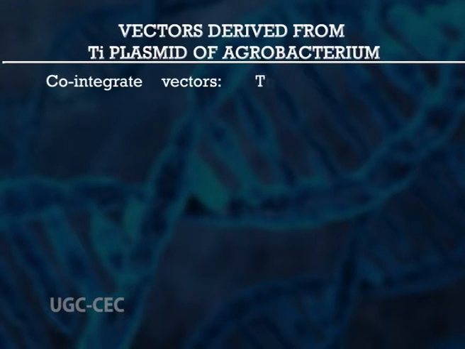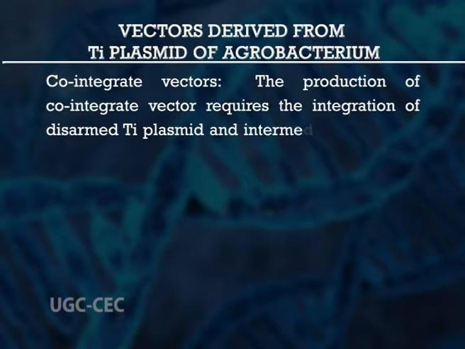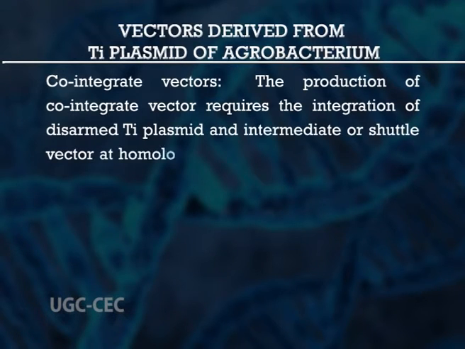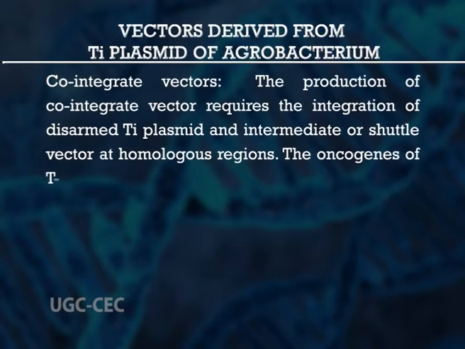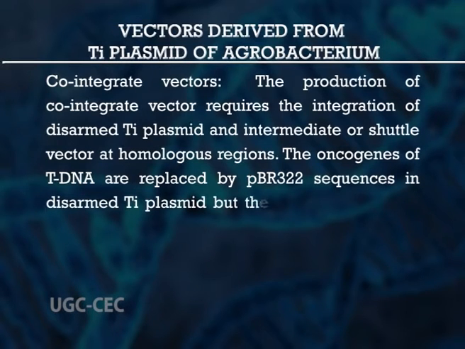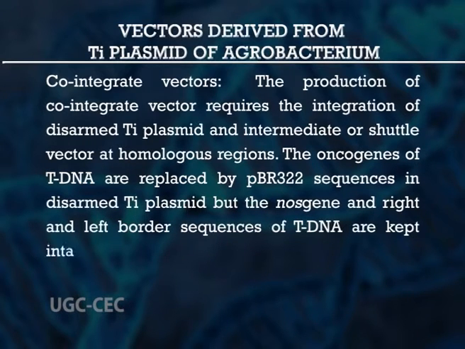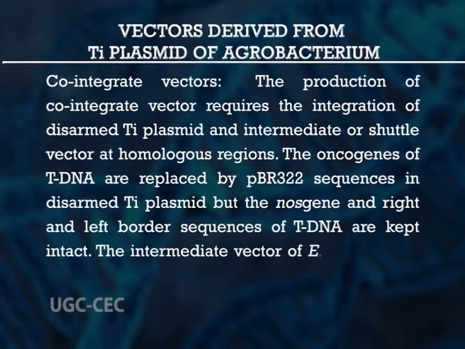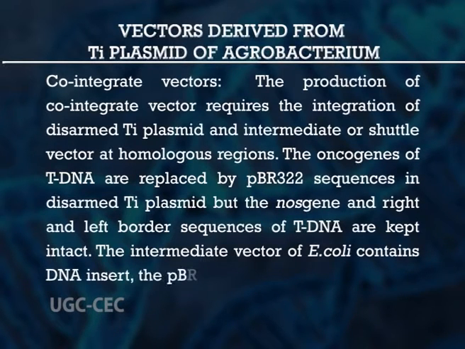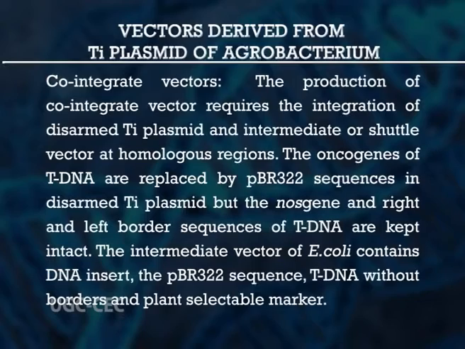Co-integrate vectors. The production of co-integrate vector requires the integration of disarmed Ti plasmid and intermediate or shuttle vector at homologous regions. The oncogenes of T-DNA are replaced by pBR322 sequences in disarmed Ti plasmid, but the nos gene and right and left border sequences of T-DNA are kept intact. The intermediate vector of E. coli contains DNA insert, the pBR322 sequence, T-DNA without borders, and plant selectable markers.